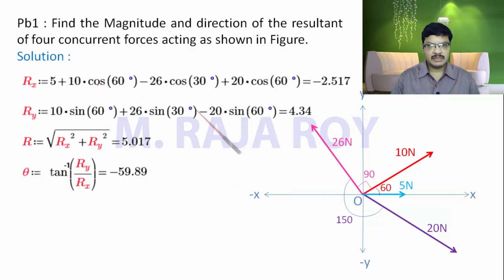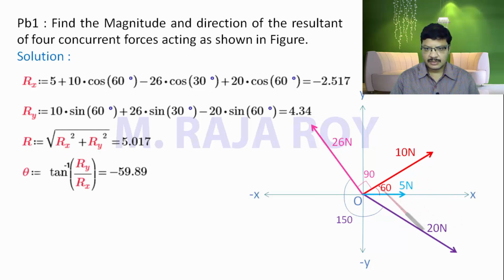Now we will solve a simple problem to understand this concept. Here I am taking 4 forces. 5 Newton is acting along x direction, 10 Newton is making an angle of theta with x, and 26 Newton is making an angle of 90 degrees with the 10 Newton force, and 20 Newton force making an angle of 150 degrees with the 26 Newton force. This is the given problem. Now we have to find the angle of each force with respect to x direction.